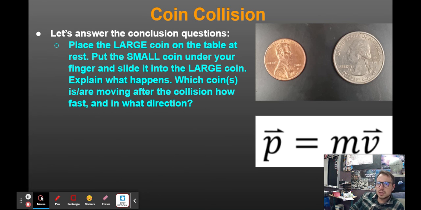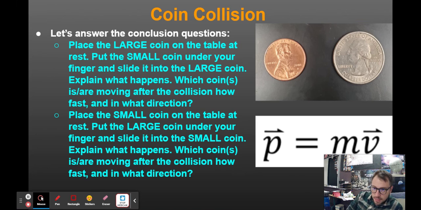and all you have to do is place the large coin on the table at rest, put the small coin under your finger and slide it into the large coin. Explain what happens, which coins are moving after the collision, how fast, and in what direction. Then you're going to switch, and you're going to have the small coin at rest and slide the larger coin in. It doesn't matter what coins, as long as you have one larger than the other.